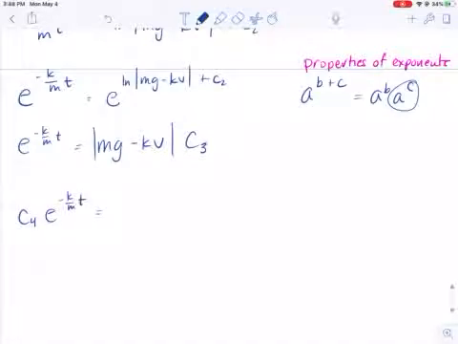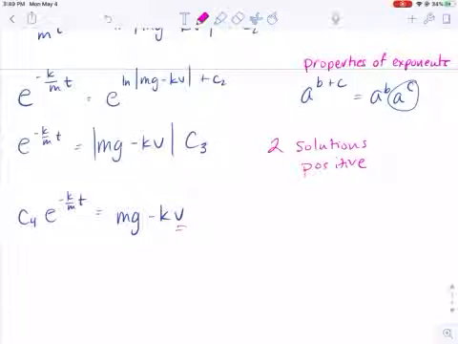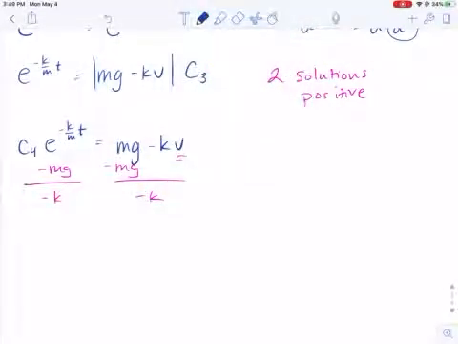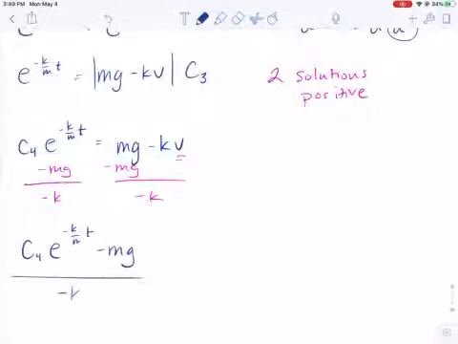And I'm going to get rid of the absolute value symbol. There are two solutions here, and we want the positive one. And now what I have to do is solve for v. So I'm going to subtract mg from both sides, and then I'm going to divide by negative k. So I have c to the negative k over m t minus mg, all over negative k, equals v.